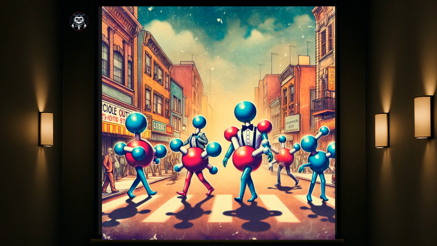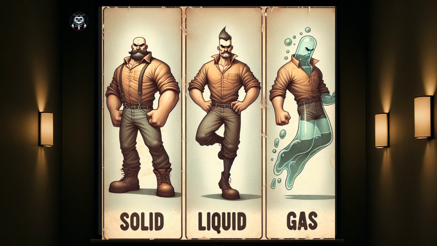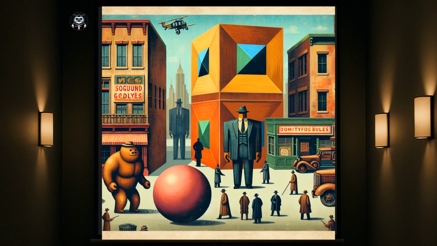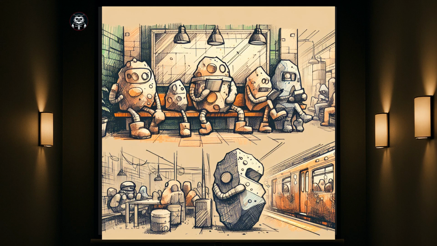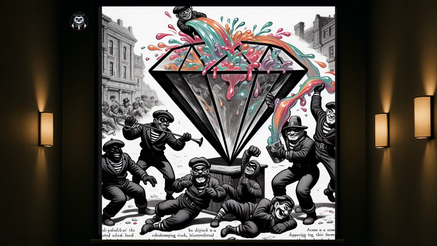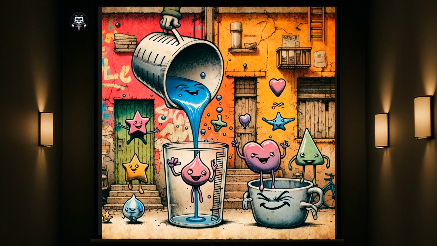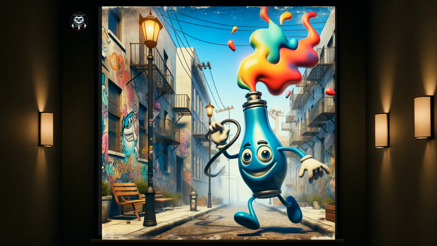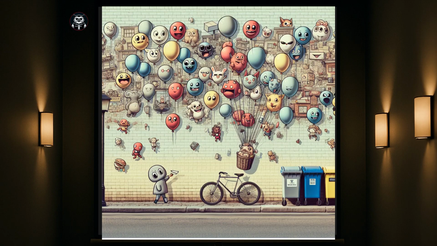Matter exists in different states. The three main states of matter are solids, liquids, and gases. Solids have a definite shape and volume. A rock or a coin keeps its shape no matter where you place it. Liquids have a definite volume, but they take the shape of the container they are in. Water in a glass changes shape when poured, but the amount of water stays the same. Gases do not have a definite shape or volume. Air spreads out and fills the space it is given.